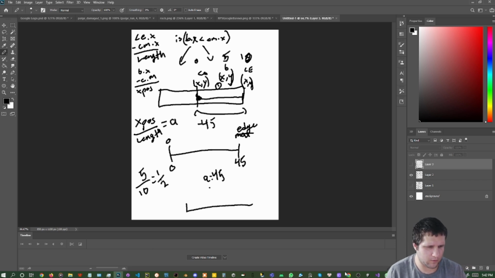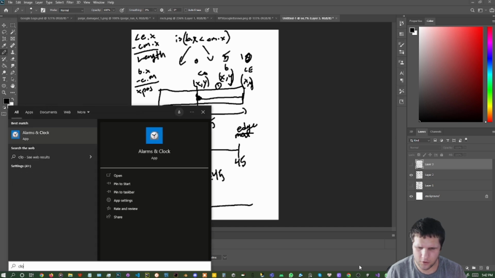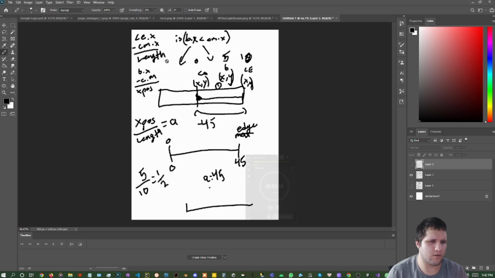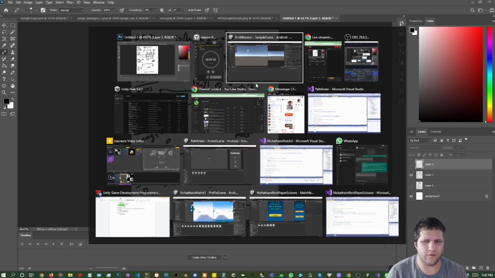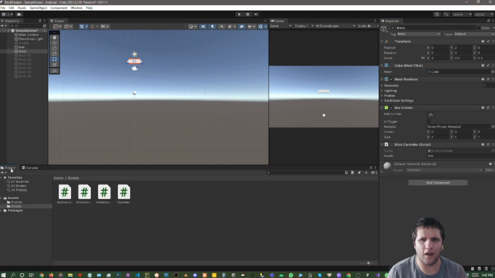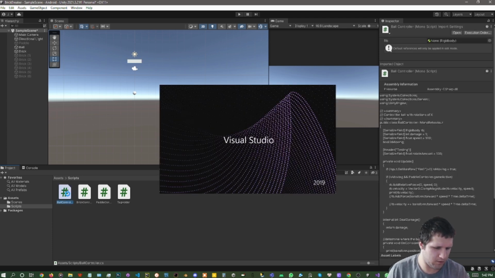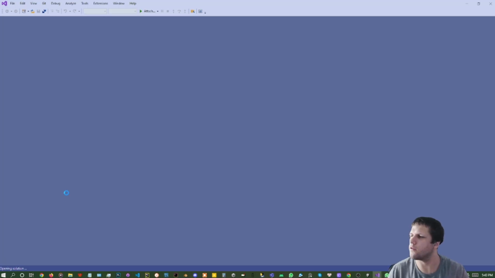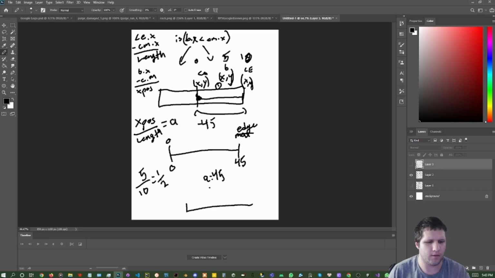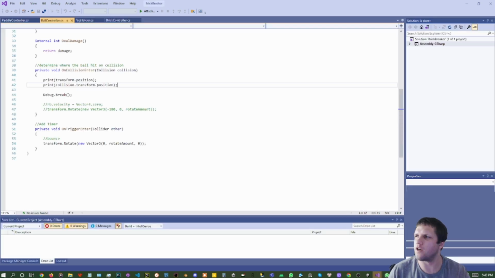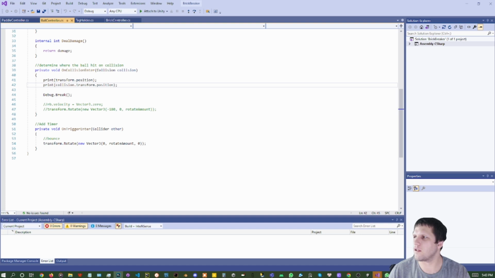Okay, well, let's start our timer now and see how far we can get, and see if this math is even viable. Okay, so let's do this from our ball controller. Let's wait for these to load. Let me actually move my Photoshop to my other screen so I can see that at the same time.